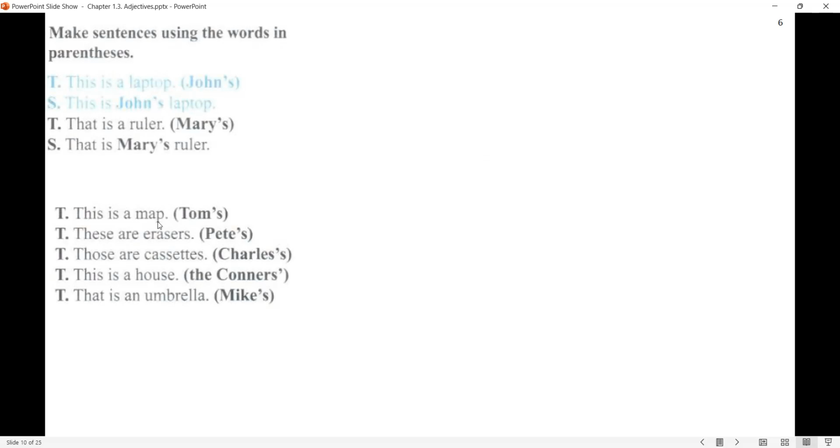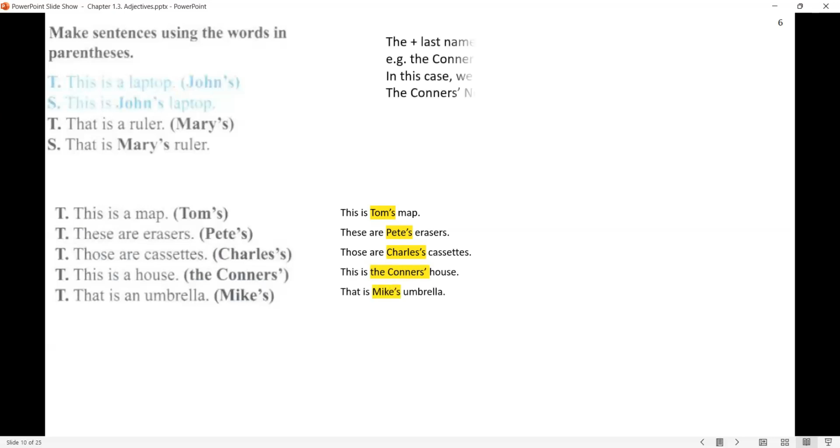First one, this is a map. This is Tom's map. These are erasers. These are Pete's erasers. Those are cassettes. Those are Charles's cassettes. This is a house. This is the Connors' house. That is an umbrella. That is Mike's umbrella.